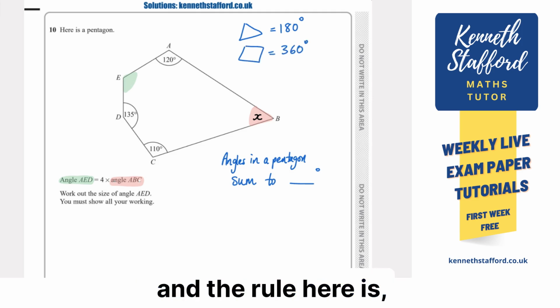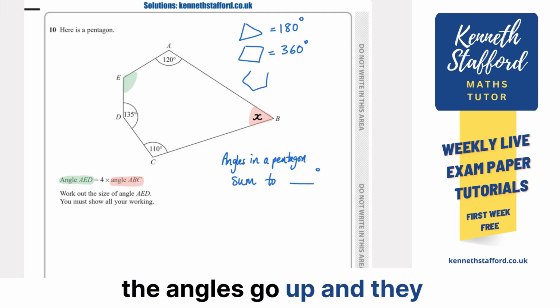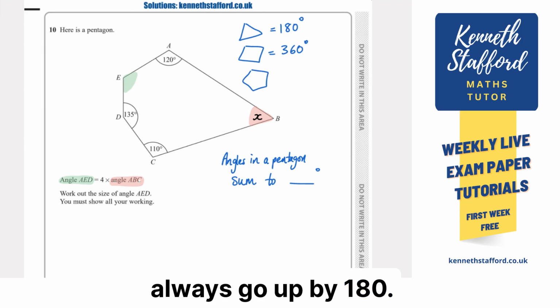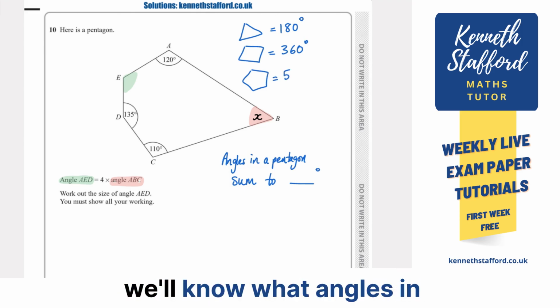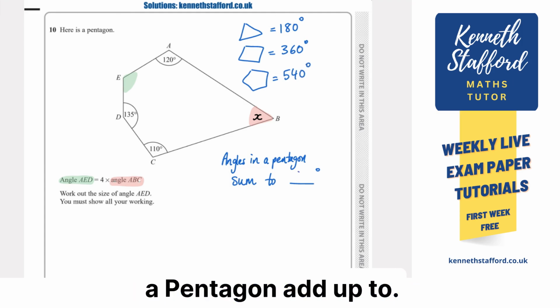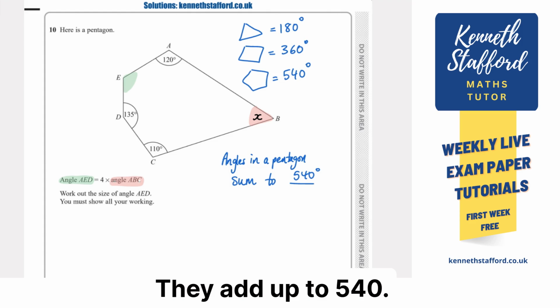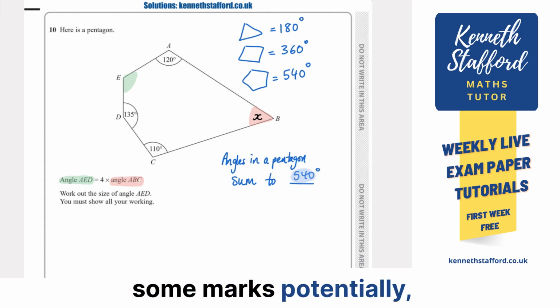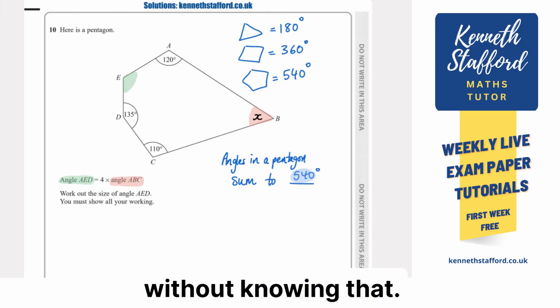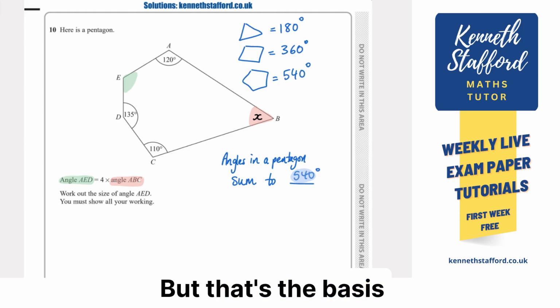And the rule here is as you add a side, the angles go up, and they always go up by 180. So if we add 180 onto 360, we'll know what angles in a pentagon add up to. They add up to 540. So that's key to this. And we could probably get some marks potentially without knowing that. But that's the basis for this question.